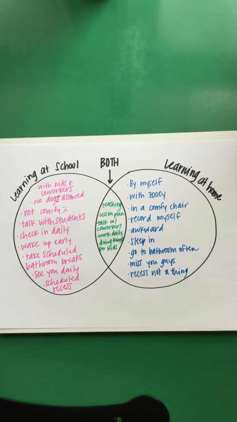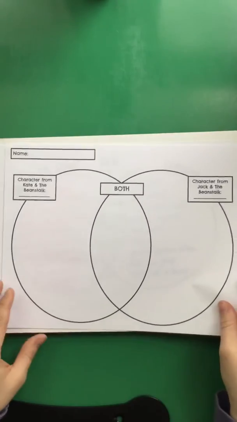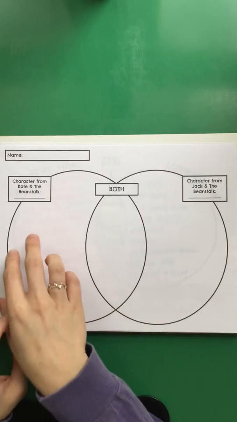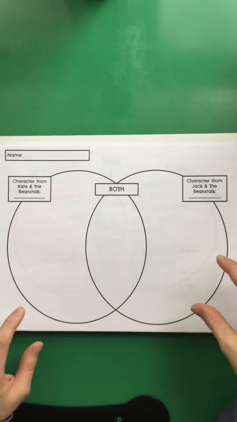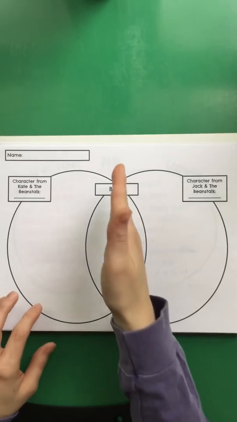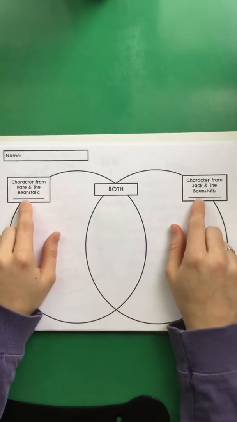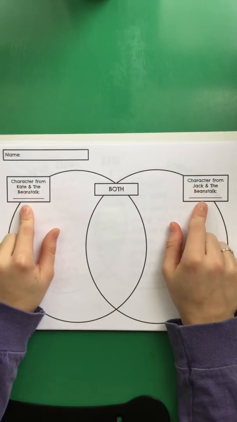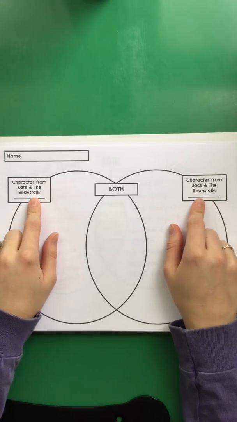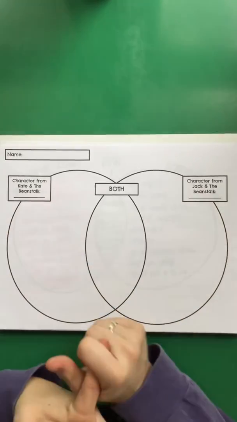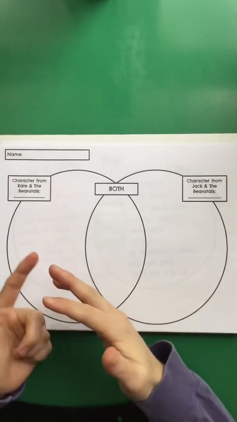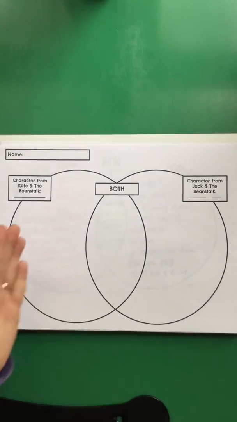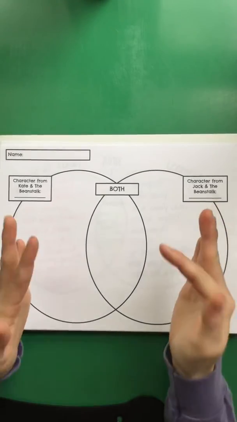When you get to yours in your packet, let me find that page. This is what it looks like. It's already got a spot over here for Kate and the Beanstalk, and a page over here for Jack and the Beanstalk, and in the center it's labeled as both. The only thing is you can pick whatever character you want from each one. So you could pick the giant in each one and see how that was the same or different. You could pick Kate and Jack and see the differences there.